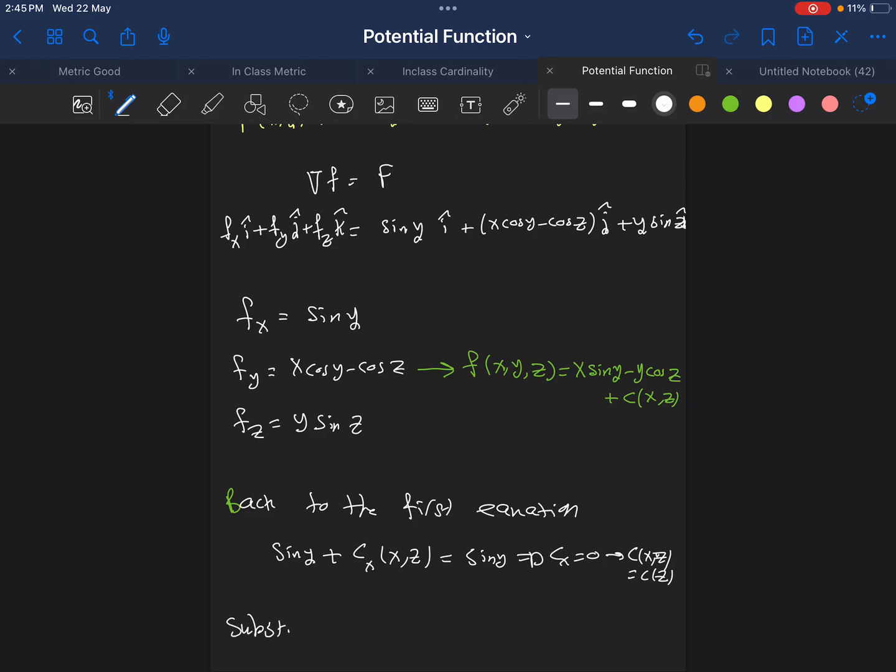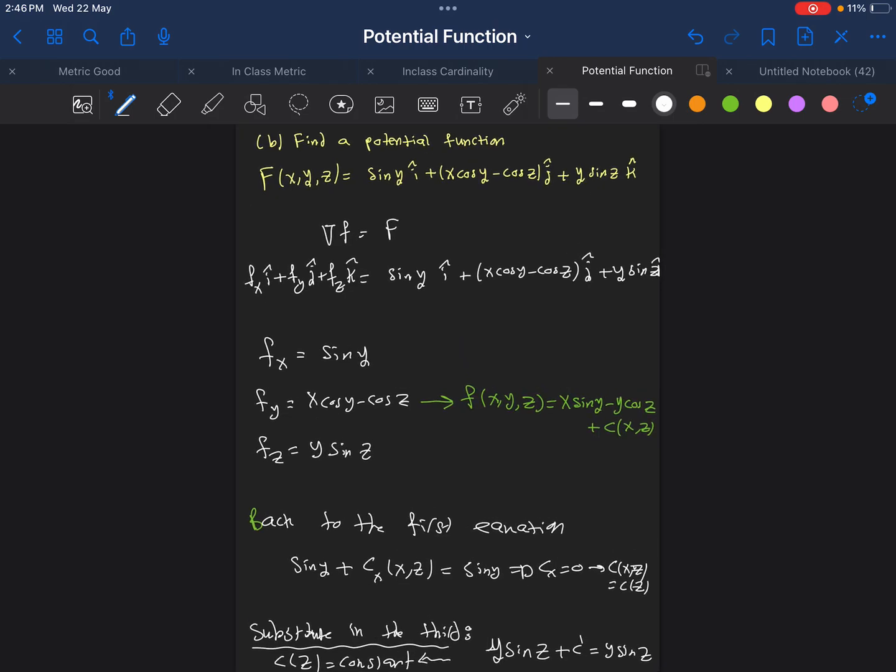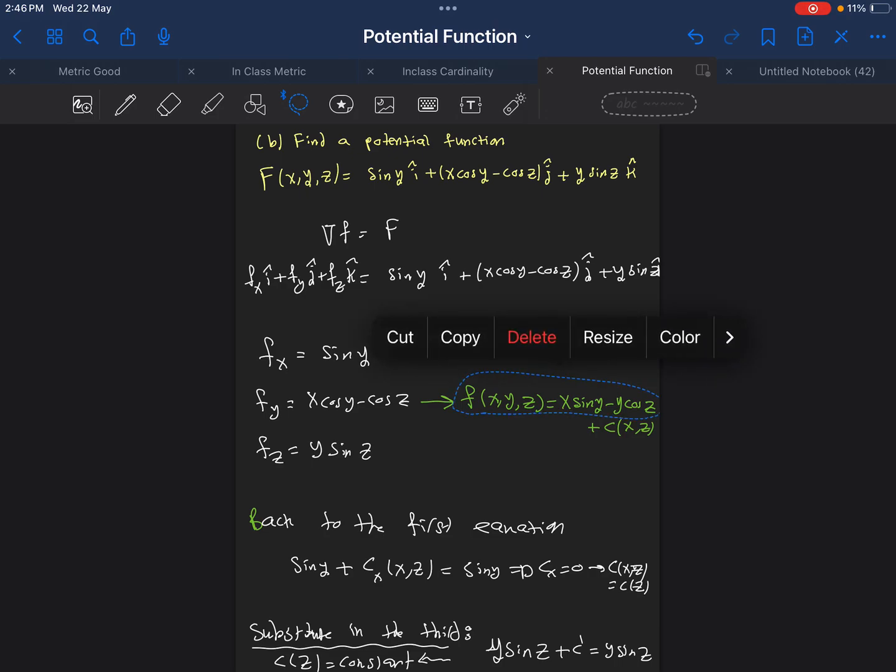Now substitute finally in the third equation. If we substitute in the third equation and we find the derivative with respect to z, we get y sine z plus c prime equal y sine z. So again, that means c of z equals just a constant. So in short, what we get is exactly this one plus a constant.